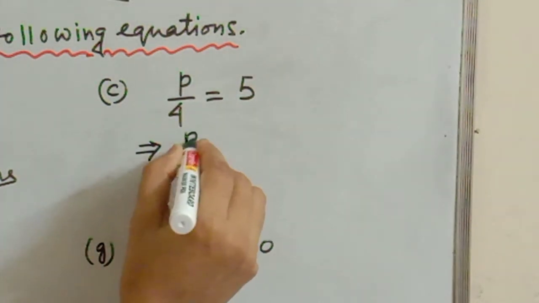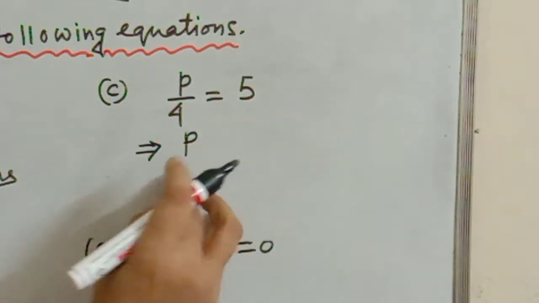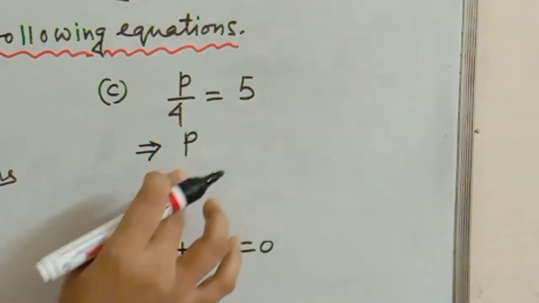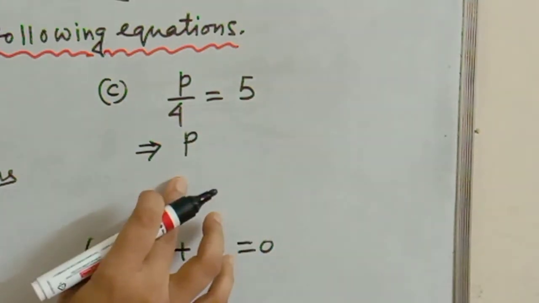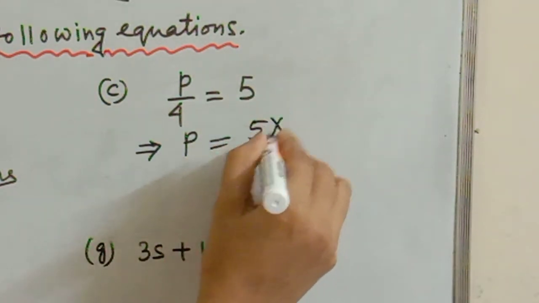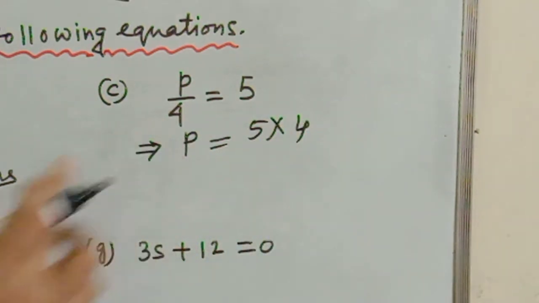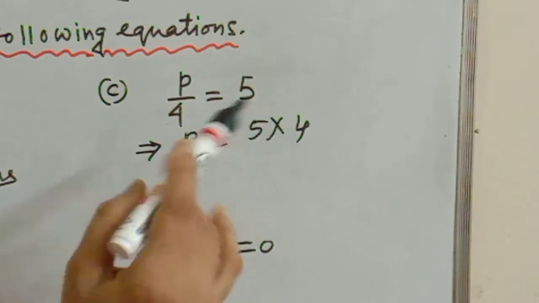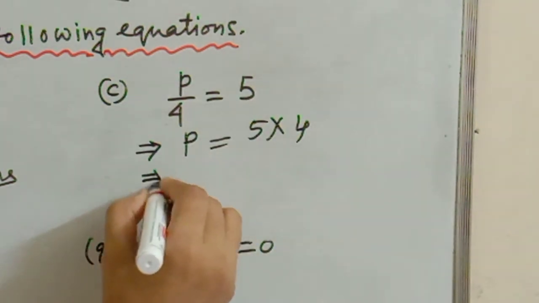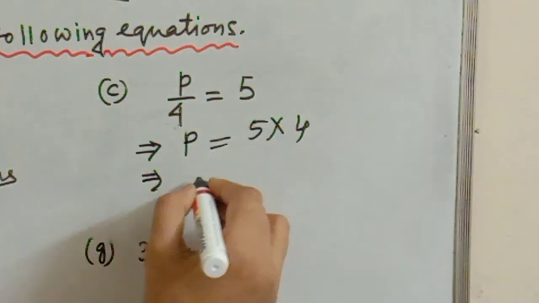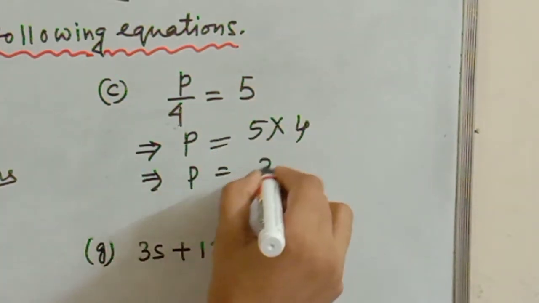Now p by 4, p was divided by 4 here, so you need to multiply by 4 to remove 4 from the denominator. The same you can do here, into 4, or you can think that if it is divided here, it will go to multiply with the number on the right side. If you are taking this from the denominator to the right side, it will go to the numerator. So p is equal to 20.